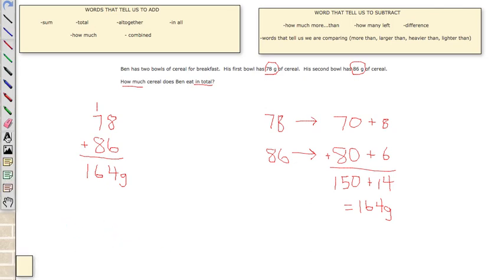All right, so in my final sentence, which I'm not going to do because of this mouse, I could say at the bottom here, Ben eats 164 grams of cereal. Okay, and I could actually, if I go back to the beginning here, I could put in that keyword. In total, Ben eats 164 grams of cereal.